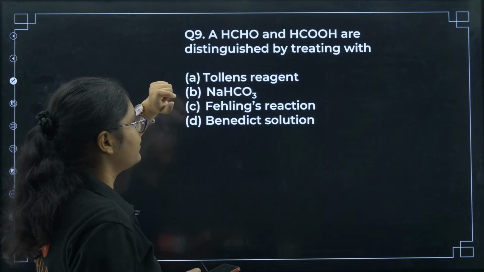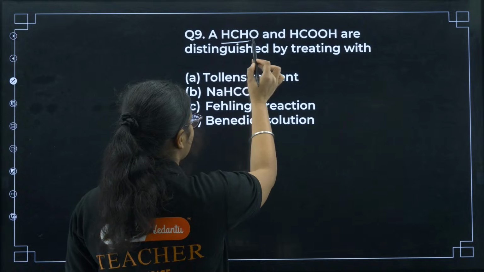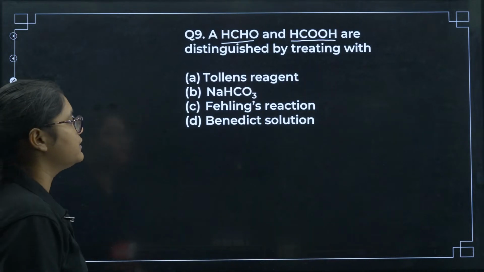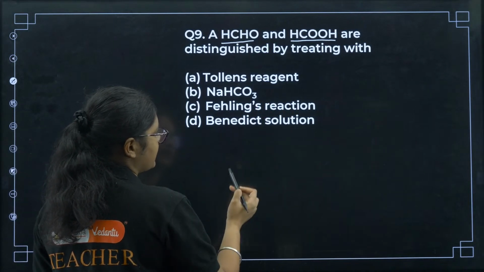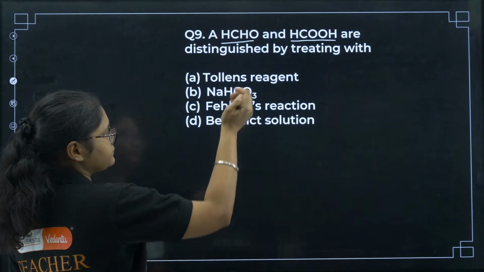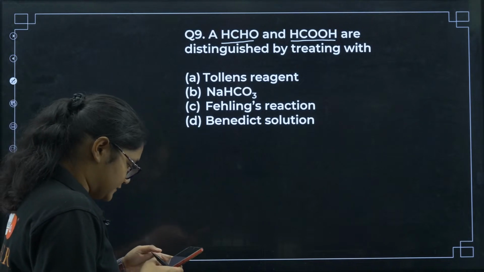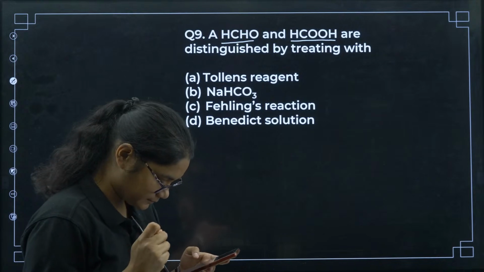HCHO and HCOOH are distinguished by treating with. So you have one aldehyde group and one acid group. So they are distinguished by treating it with what? Tollens reagent, NaHCO3, Fehling's reagent or Benedict solution. Okay, so you have one aldehyde and one acid group. Yes, what should be the answer here? Question number 9.